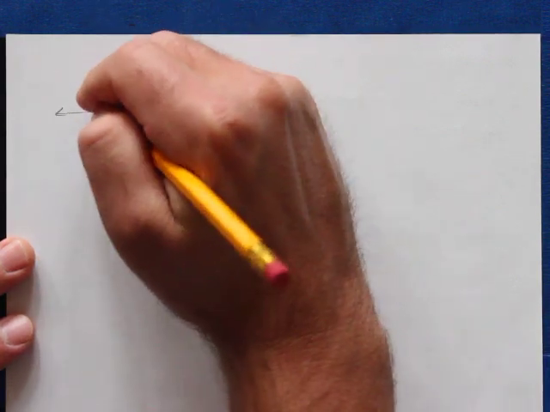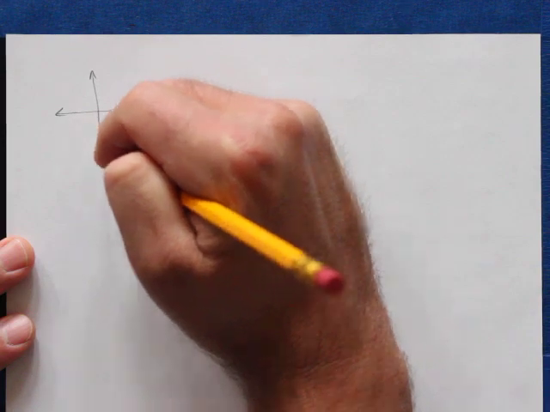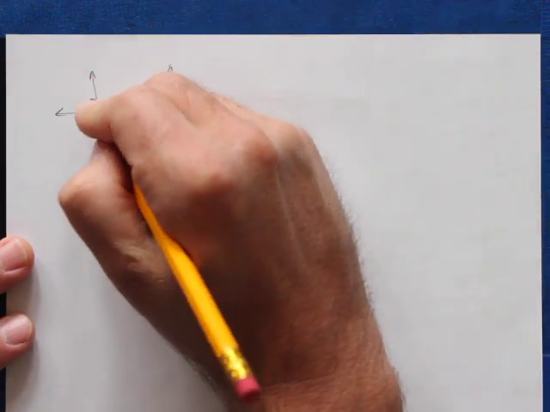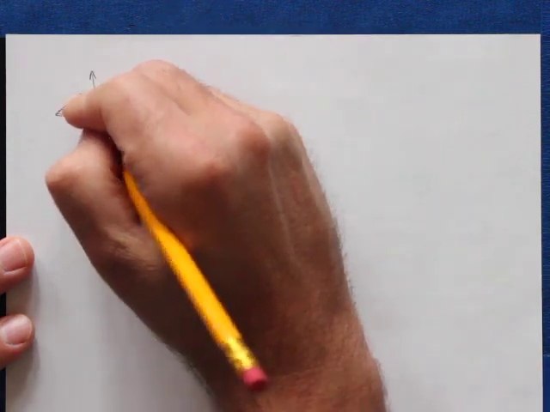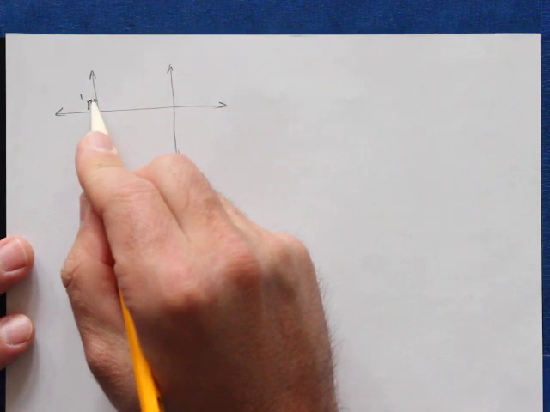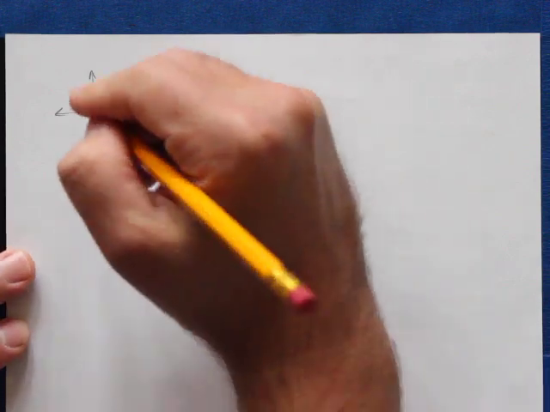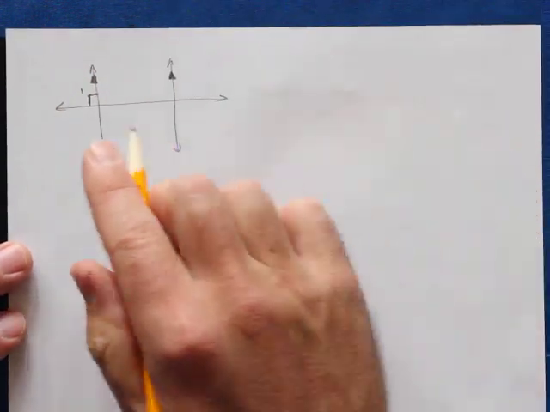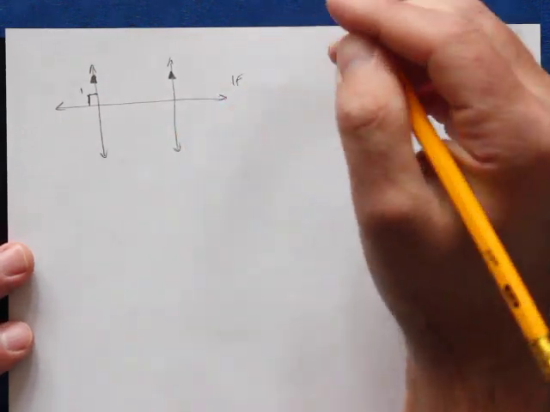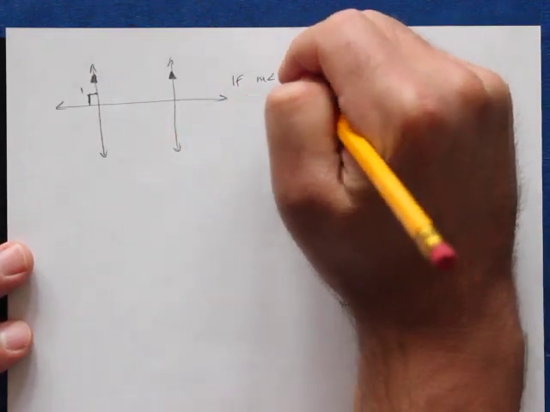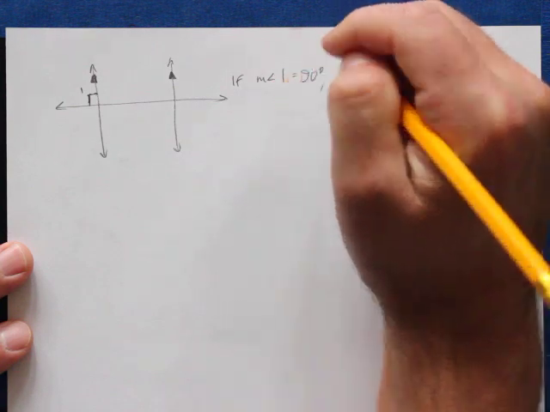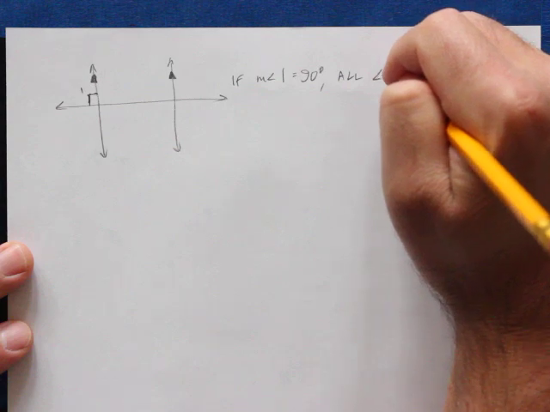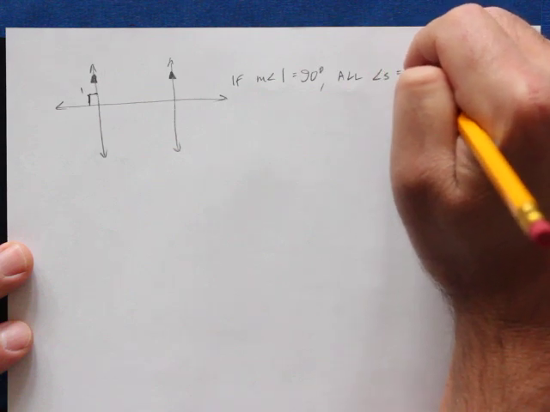If we have a situation where we have a transversal and we have an angle here, angle 1, and it is a right angle, meaning it's 90 degrees, and this line is parallel to this line. If the measure of angle 1 equals 90 degrees, all angles are going to equal 90 degrees.